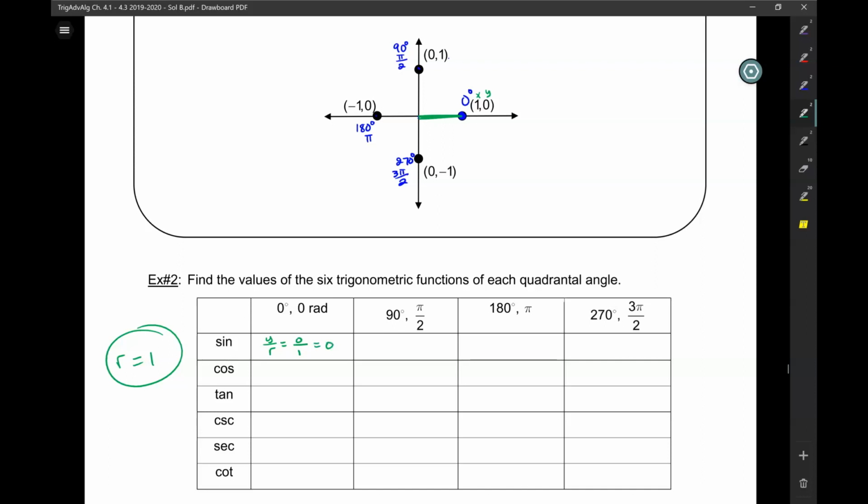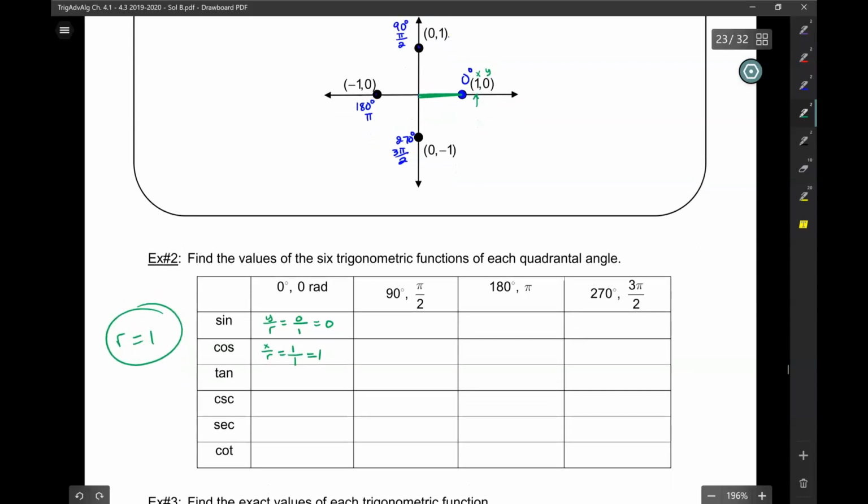Okay, what's cosine at 0? That's x over r. What is the x value here? 1. Over r is always 1, so I get 1. Tangent is y over x. y is 0, x is 1 for that point, so 0.